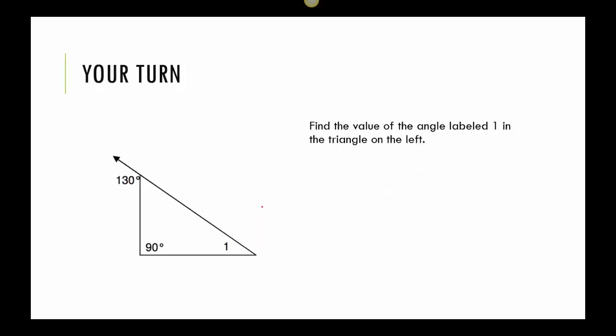Okay, so your turn. I want you to try this one. Same kind of deal. I gave you an exterior angle, and then I just labeled it a 1 instead of an x this time, but I want you to try to figure out the measure of 1. So definitely pause me right now, try it on your own paper, then come back and see how you did.